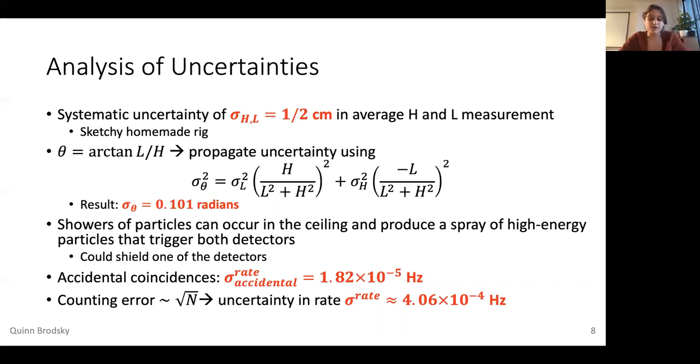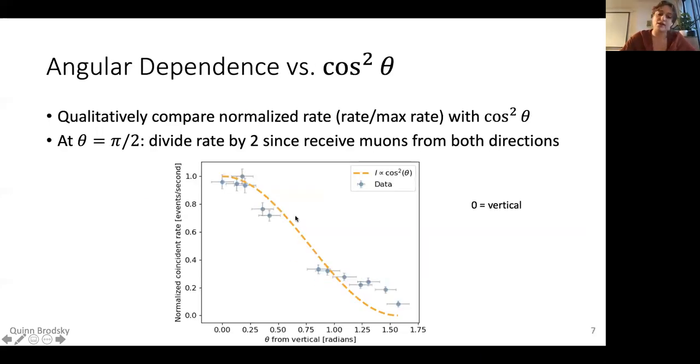There is also uncertainty in the counting of the muon events. Generally, the uncertainty when you're doing a counting experiment is given by the square root of the number of counts you have. So when we compute the rate, we have to propagate this through. This leads to an average uncertainty of about 4 times 10 to the minus 4 hertz. We also have this accidental coincidence uncertainty that we talked about earlier, the 1 in 55,000. So I also took this into account in the vertical error bars in this plot.